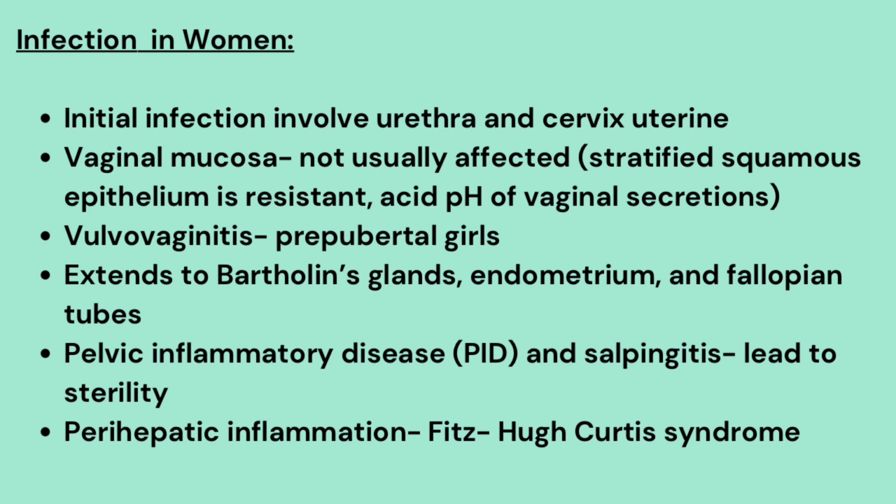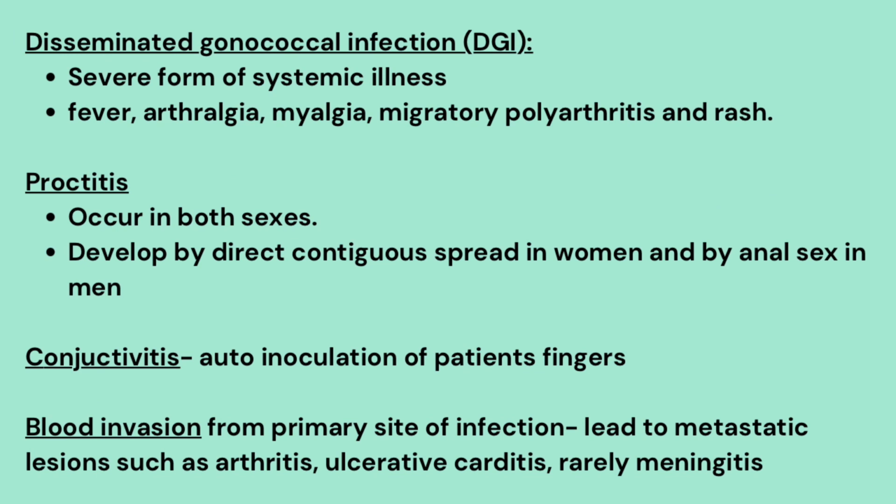From the word itself, you can understand it is the inflammation occurring around the liver, and it is called Fitzhugh-Curtis syndrome. Disseminated gonococcal infection is a severe form of systemic illness. The characteristics of the disease include fever, arthralgia, that is joint pain which is caused by inflammation or injury, myalgia, which is muscle pain, migratory polyarthritis. Polyarthritis is the inflammation of multiple joints, and rash.